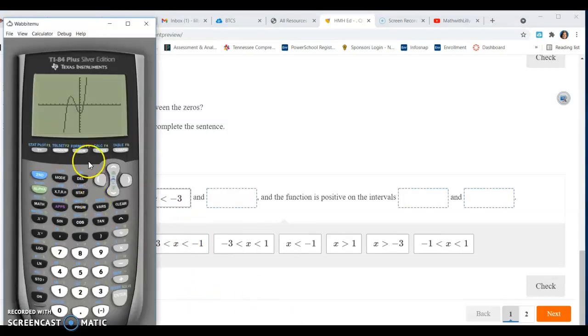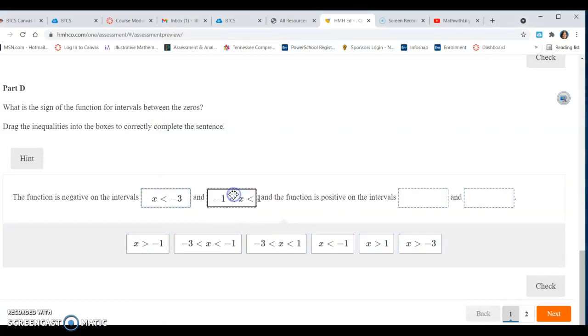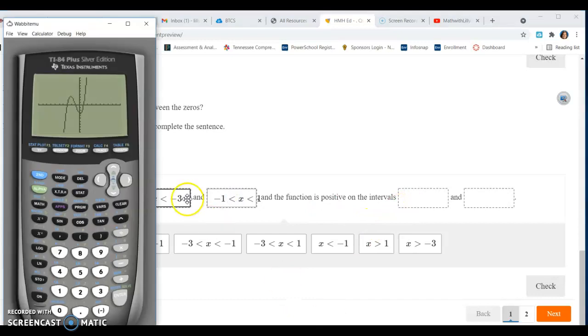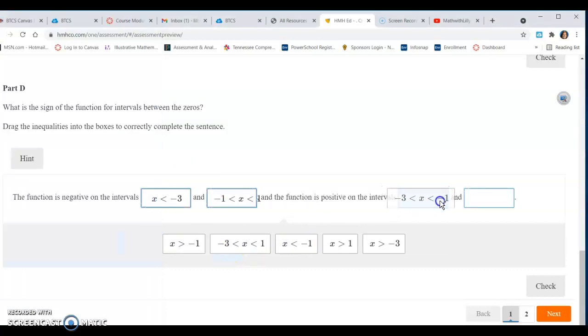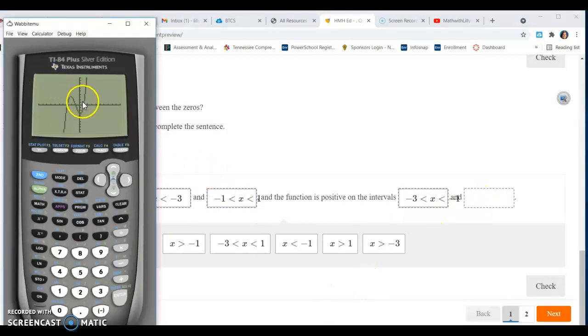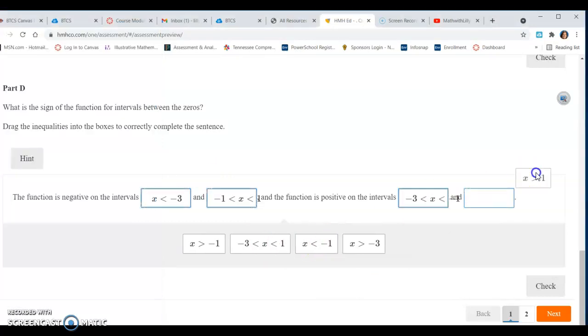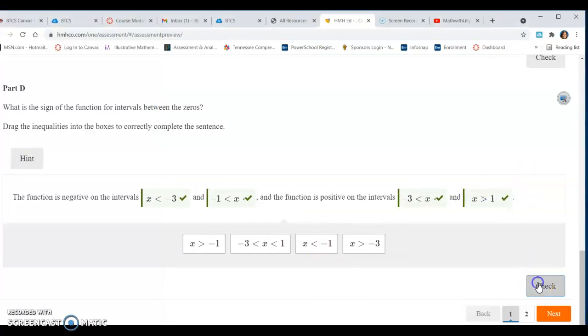And then our next interval would be from negative 1 to positive 1. So from negative 1 to positive 1 is also negative because it's below the x. And then the positive intervals, we can see it's positive from negative 3 to negative 1. Make sure I get the negative 1 there, negative 3 to negative 1. And it's also positive on everything greater than 1. So everything greater than 1 is also positive.